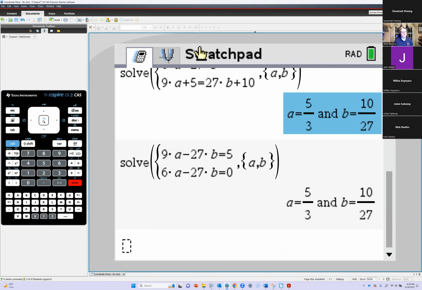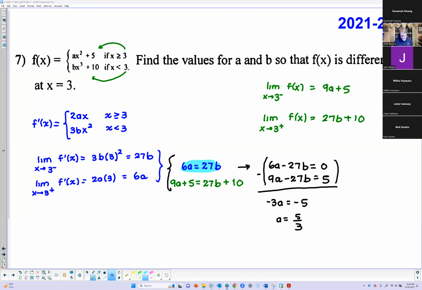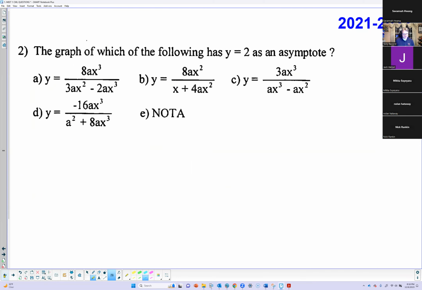All right, who's got next? 2021 question 2. I always love it when somebody asks a question that's not a number 7 or a number 8. Generally speaking, they're going to go a little faster. So, okay. It says the graph of which of the following has y equals 2 as an asymptote.